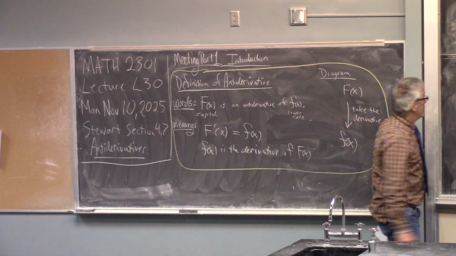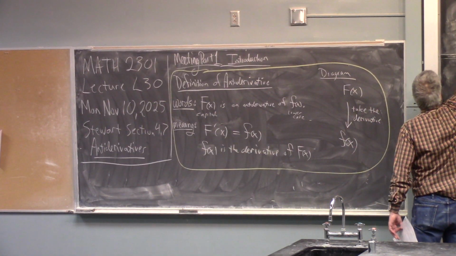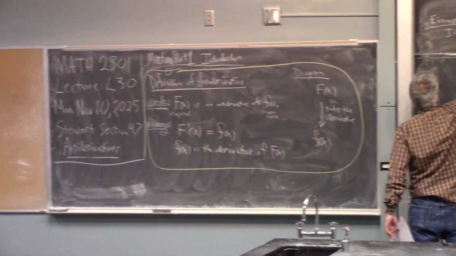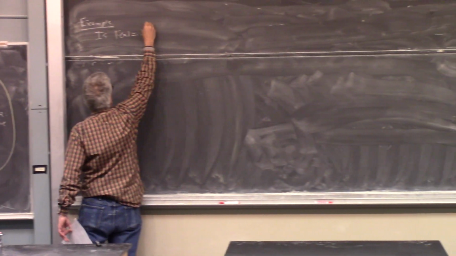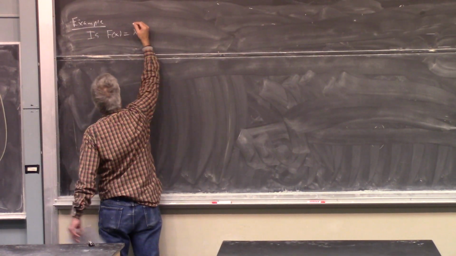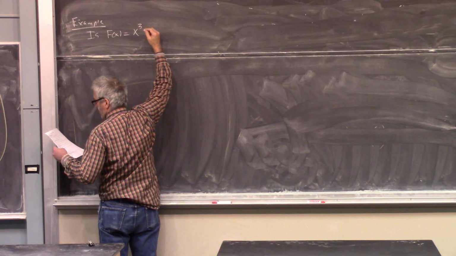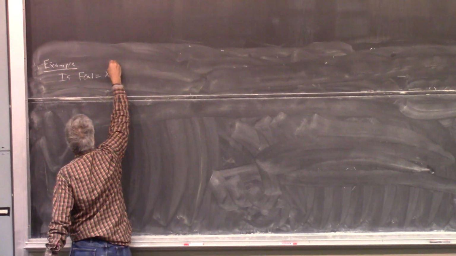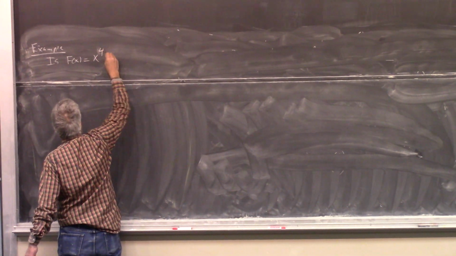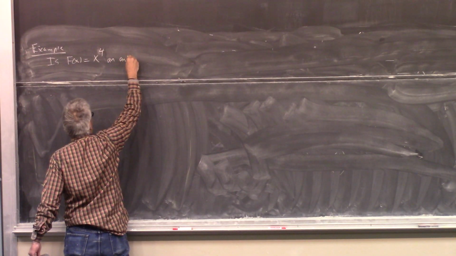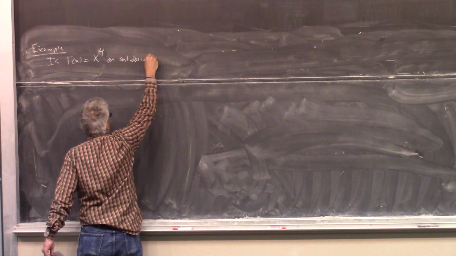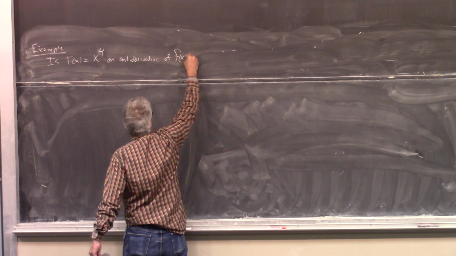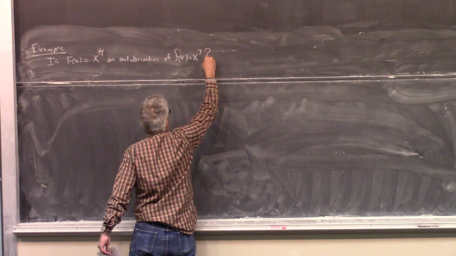So, for example, is capital F of x equals x cubed. Actually, I'm going to say is capital F of x equals x to the fourth. Is that an antiderivative of little f of x equals x cubed? So that's a question.